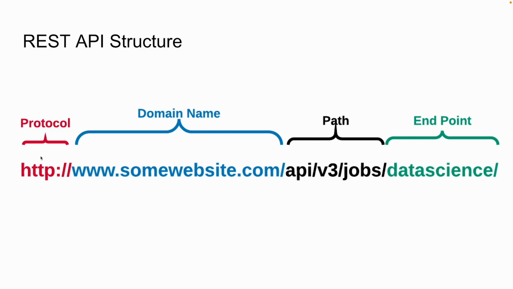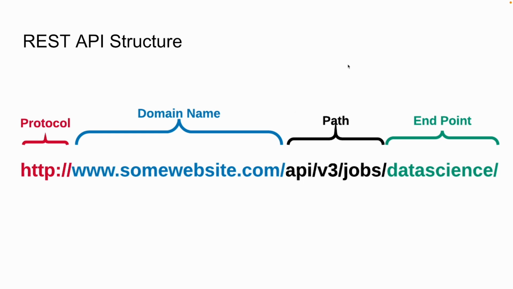The first part is a protocol, which is the HTTP protocol. The second part is the domain name, right? Where do you want to hit? So that's similar to a website URL. And the third one is the path. So this is a domain, and then the path is where the resource is stored, right?